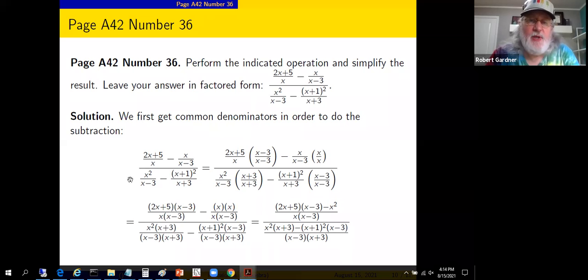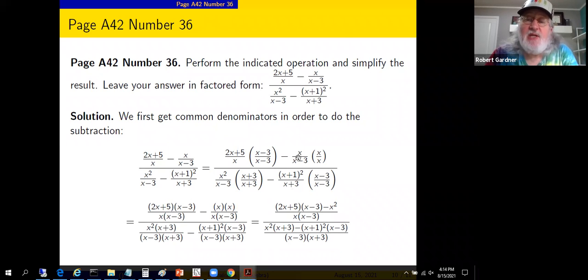Now looking at the denominator of the compound fraction. x minus 3 and x plus 3. The least common multiple of those two is their product. This needs a factor of x plus 3 in the denominator. This needs a factor of x minus 3 in the denominator to get that least common multiple of the denominators. So we'll multiply the first one by x plus 3 over x plus 3. We'll multiply the second one by x minus 3 over x minus 3.